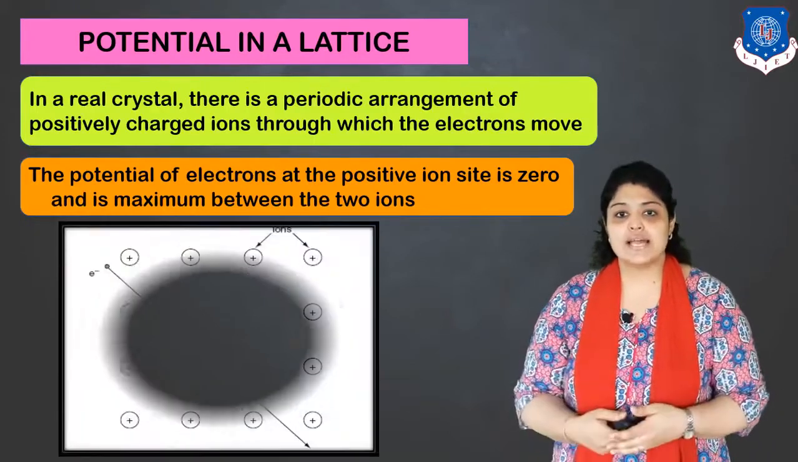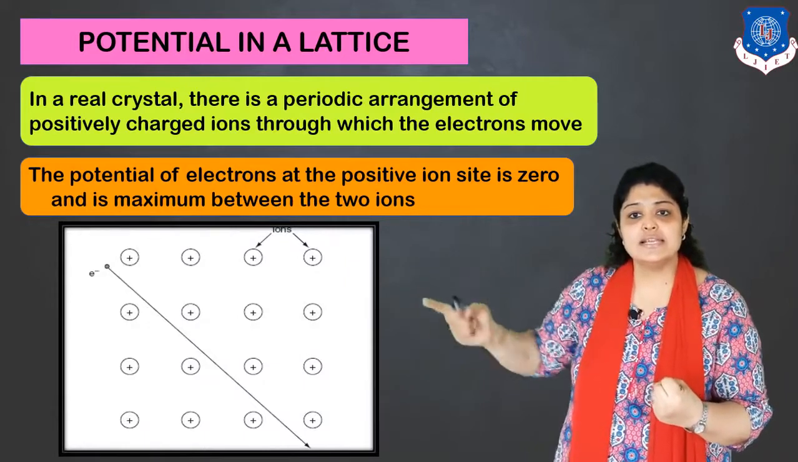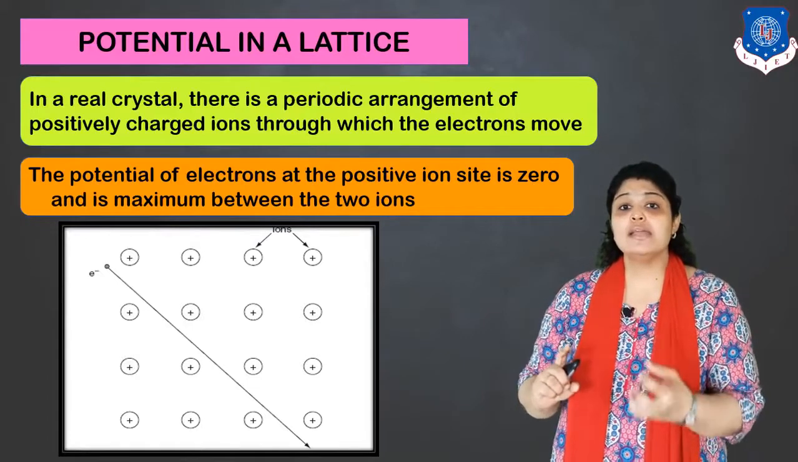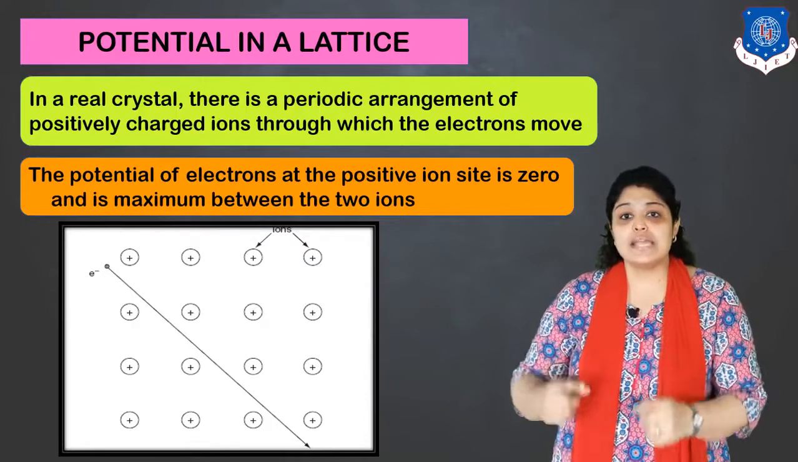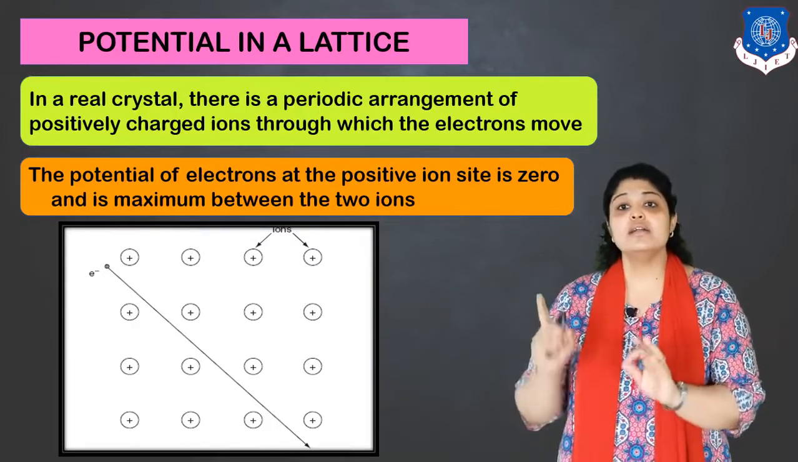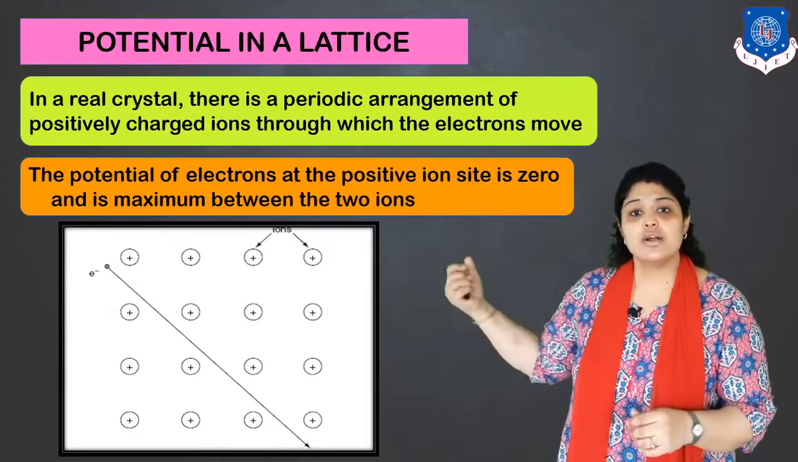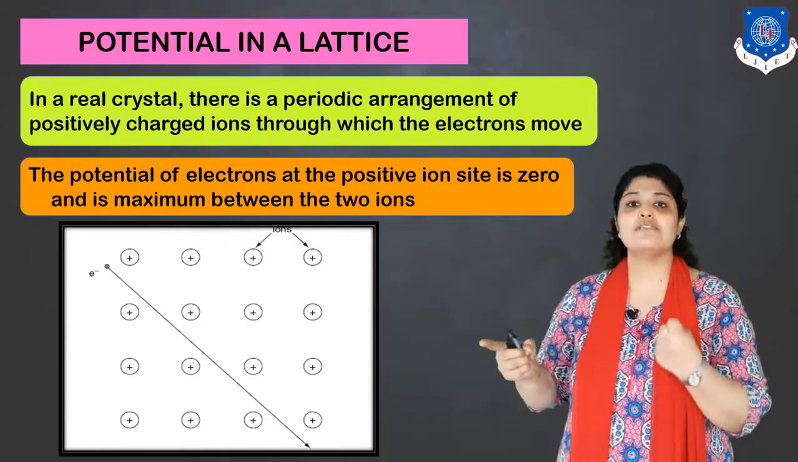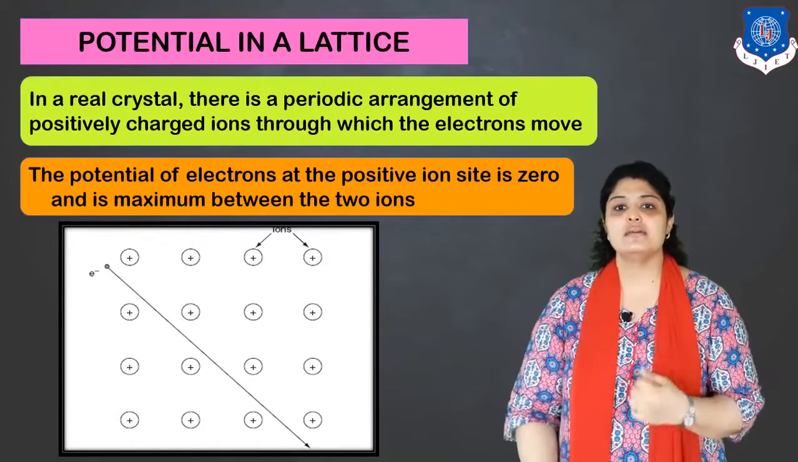Let's have a look at this diagram. In the diagram, you can see the arrangement of positive ions and an electron which is moving. Let me make it very clear: the Kronig-Penney model deals only with one dimension. So you have to assume that it is moving in the x direction, or y or z. The electron motion is considered in one direction only. According to this diagram, exactly in line with the positive ion the potential is zero, and between the two, the potential is maximum.